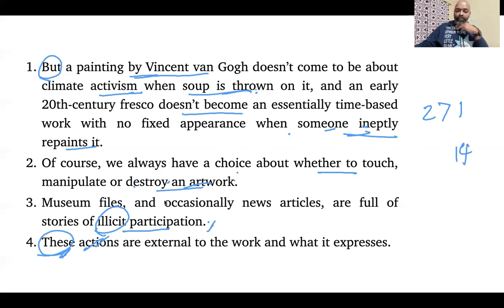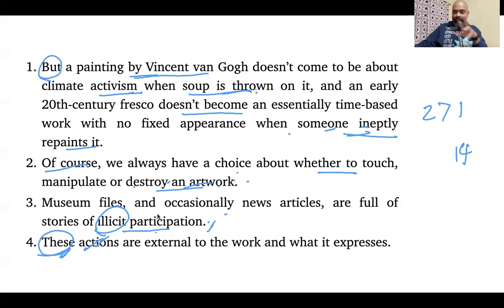The other thing that you notice is 3 is a continuation of 2. How do I know that? Museum files are full of stories of illicit participation, independent sentence. Of course, we always have a choice about whether to touch, manipulate, or destroy an artwork. Now, a lot of you will put 2 after 3, because you see the of course. But remember that of course is emphasis or stress. It can be the starting sentence. You'll make a mistake in this particular question by putting 2 after 3 if you are of the very bad mindset.